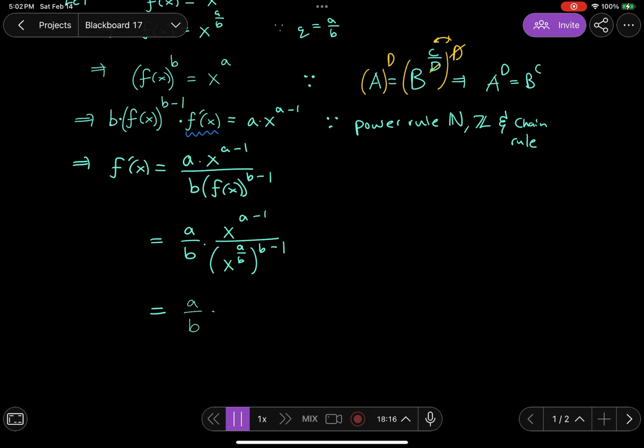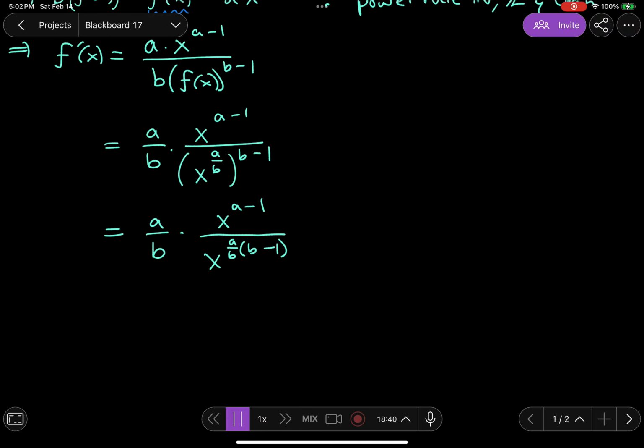What we have is my numerator is going to stay the same. I'm going to do one step at a time. But in my denominator, when you have something raised to a number, and then that whole thing is raised to a new number, these two things come together via multiplication. In other words, what I have is a over b times b minus 1. All right.